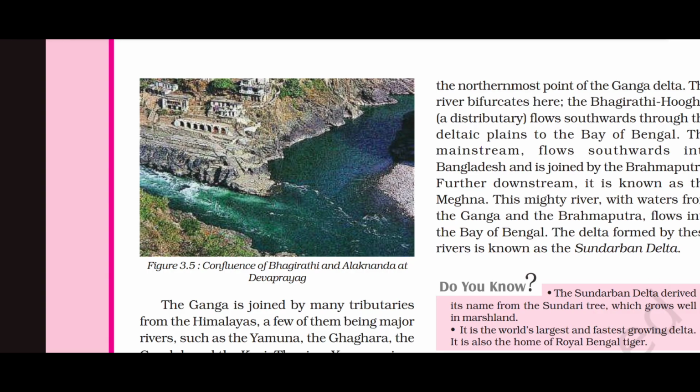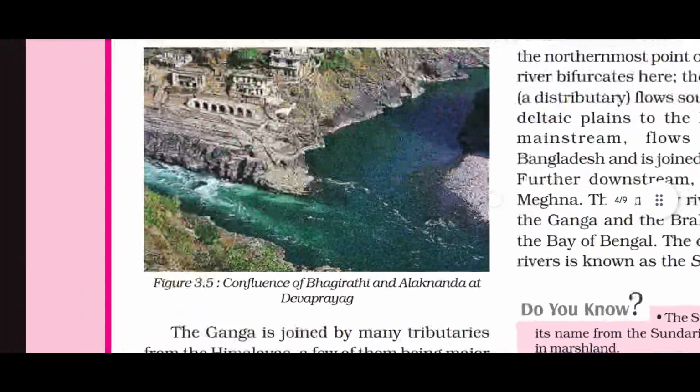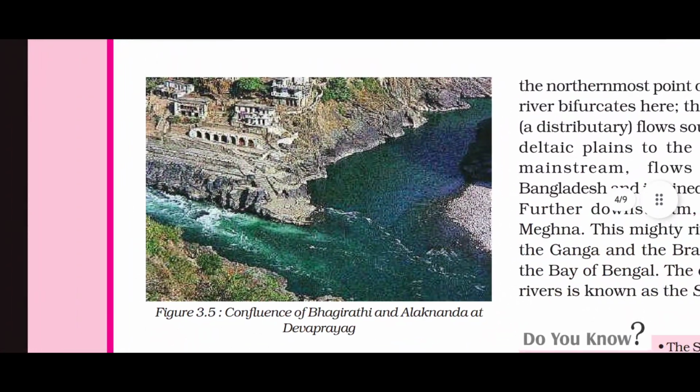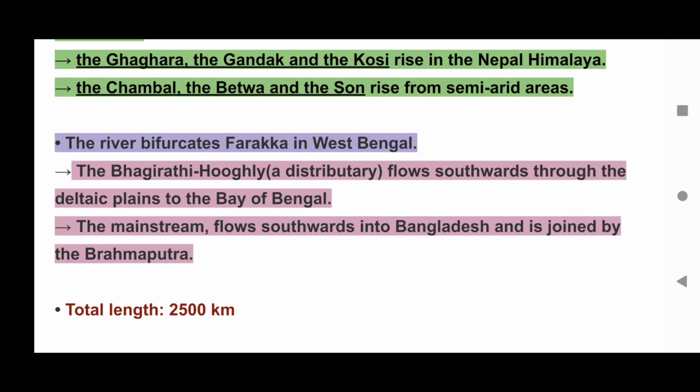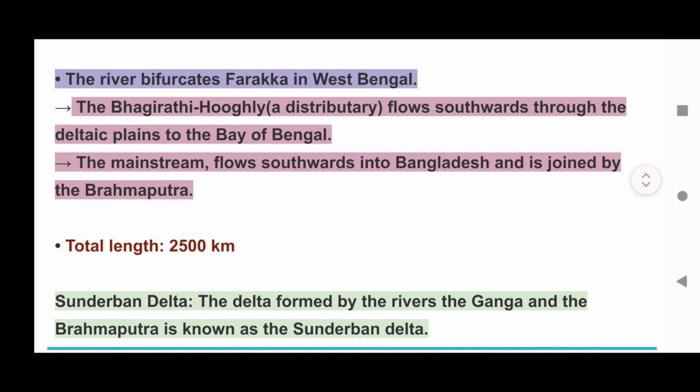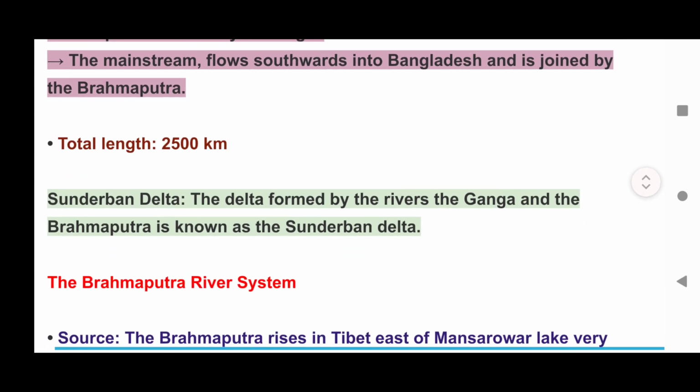In this figure, you can see the confluence of Bhagirathi and Alaknanda at Devprayag. The river bifurcates at Farakka in West Bengal. The Bhagirathi-Hooghly, a distributary, flows southwards through the deltaic plains to the Bay of Bengal. The main stream flows southwards into Bangladesh and is joined by the Brahmaputra. The length of this river is 2500 km.